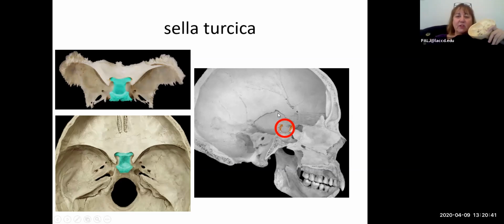Okay. And so this right there is going to be an important structure because part of your central nervous system is going to be sitting in this sella turcica. So the sella turcica is in the most anterior part of the middle cranial fossa in the mid-sagittal line.